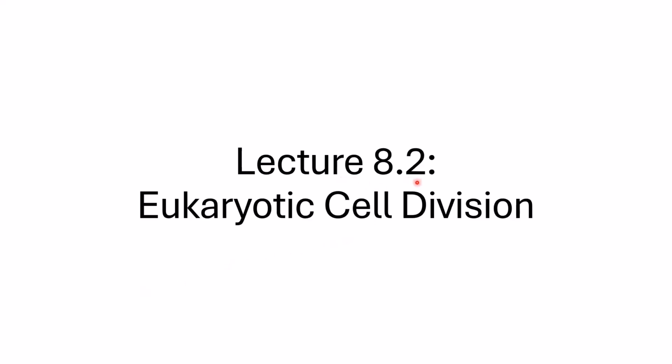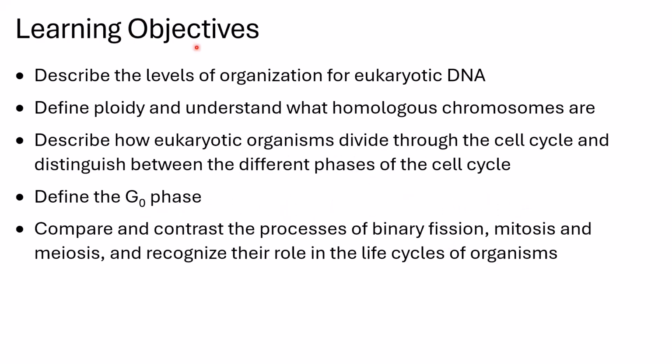Welcome to Lecture 8.2, in which we will go over eukaryotic cell division. Our learning objectives for this video are to describe the levels of organization for eukaryotic DNA, define ploidy and homologous chromosomes, describe how eukaryotic organisms divide through the cell cycle and distinguish between its different phases, define the G0 phase, and continue learning about the similarities and differences between binary fission, mitosis, and meiosis.